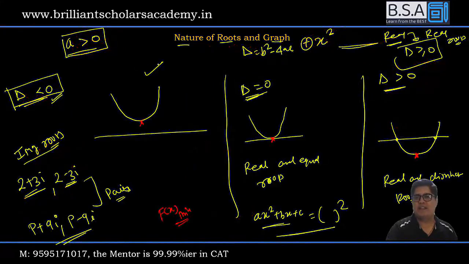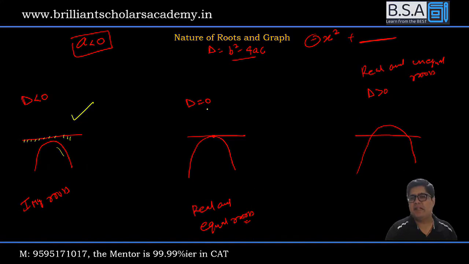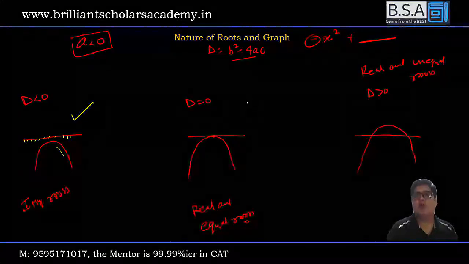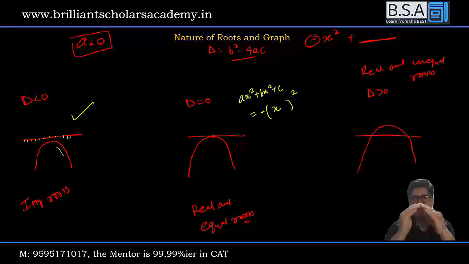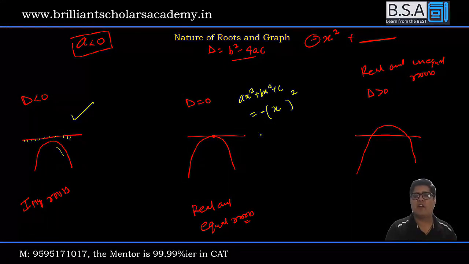Look at this, imaginary roots. The x-axis is never cut or touched by the graph itself. When delta is equal to 0, that is the condition of real and equal roots. Here also, the equation will be a perfect square, with a minus sign, because the graph is downward. It will be a perfect square of x plus 2, x plus 3, x minus something of that sort, with a minus sign in front.